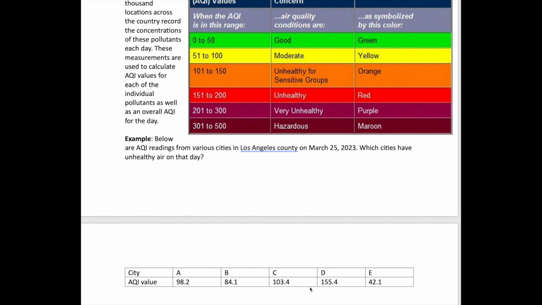And so if we look here, really only D has unhealthy air. C has unhealthy air for sensitive groups, so those people who have pre-existing respiratory problems. Probably if you investigate further, you'll find that that area perhaps has industrial plants and other issues that cause the contamination level to be higher.